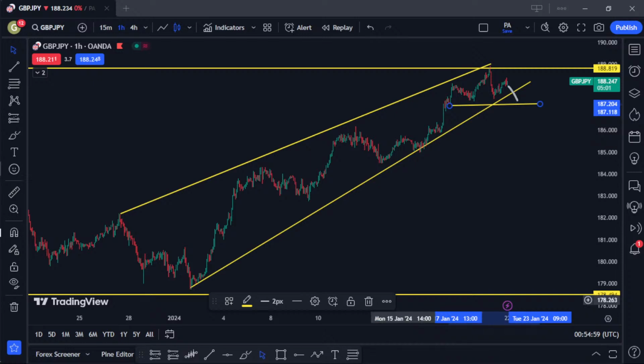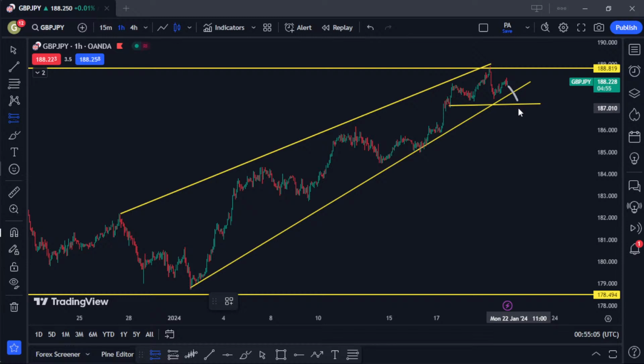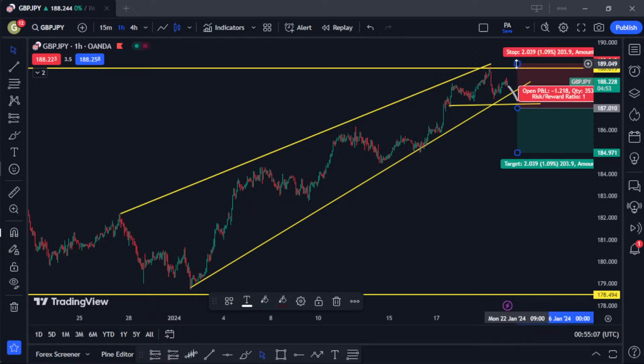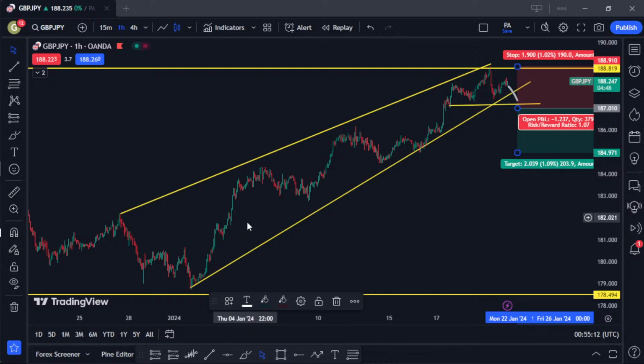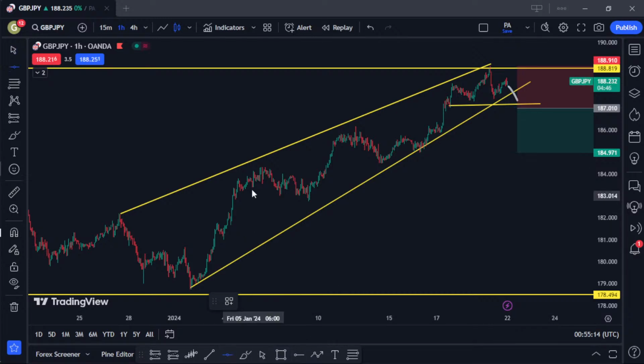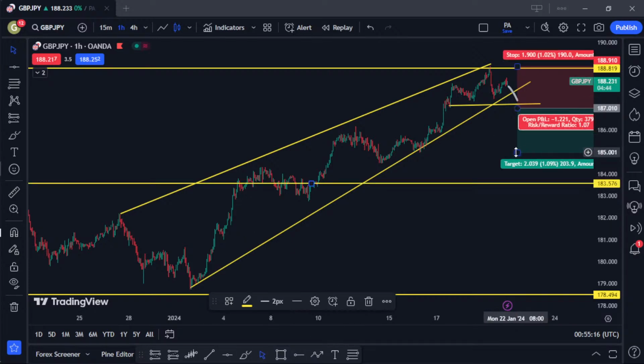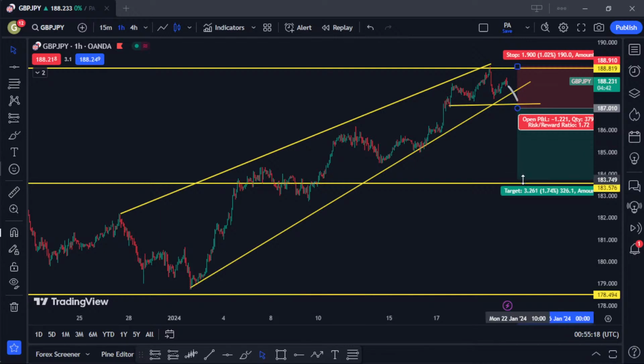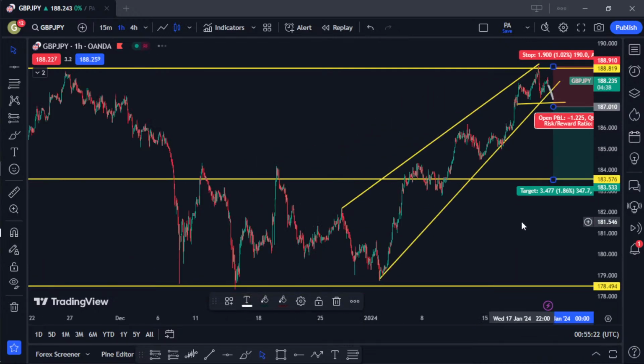If I place the sell order here, then our stop loss needs to be around here. So for example, we are placing a sell order below here, our stop loss can be here, and then we can aim for the next key support area. This one is very near. So this is the first place we are going to aim for our first take profit.